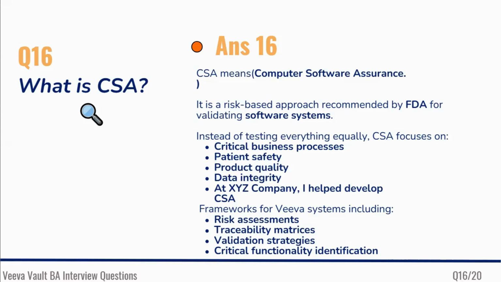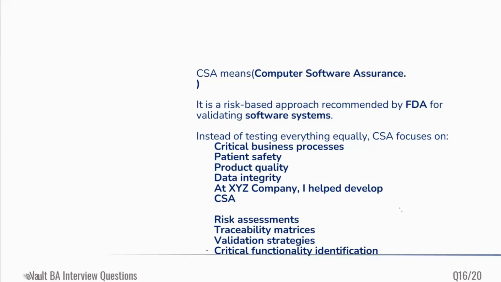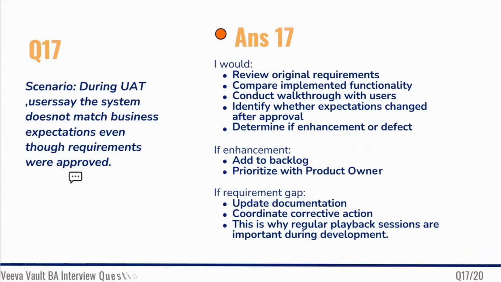And definitely CSA, as I said, is a risk-based approach that is always focused on testing rather than documentation, in smaller words. The framework for a viva system definitely includes risk assessment, traceability matrix, validation strategy, and critical functionality identification. So these are some nuances you should know. It's pretty much simple, right? I would recommend you go through that part in depth as well.